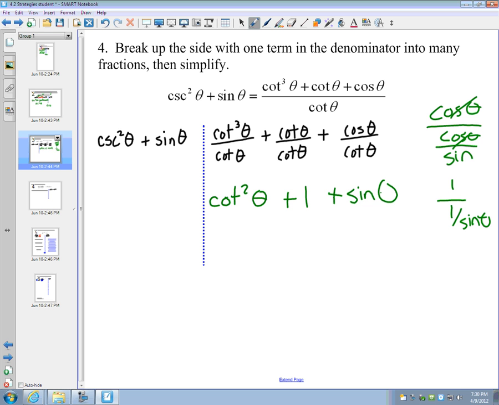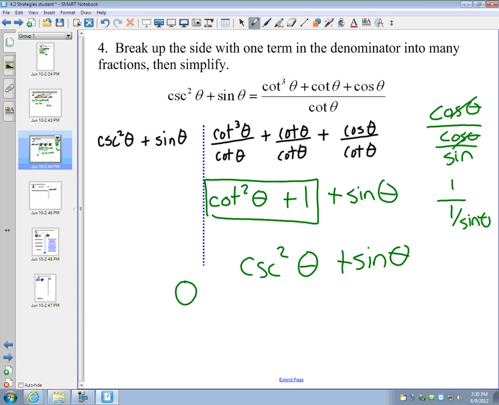Okay, so now I'm getting close to where I'm going here. I have cotangent squared plus 1 plus cosecant. Well, looking at my identities, cotangent squared plus 1 is the same as cosecant squared theta plus cosecant. So always flipping back to that formula sheet, getting to know those first 8 identities.